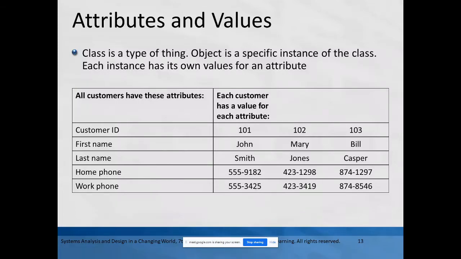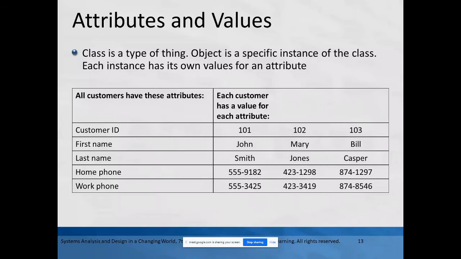And here we have the example of customers, where we have customer ID, first name, last name, home phone, and work phone. This is straight out of the text, and I really, really hate it. I don't like it at all.